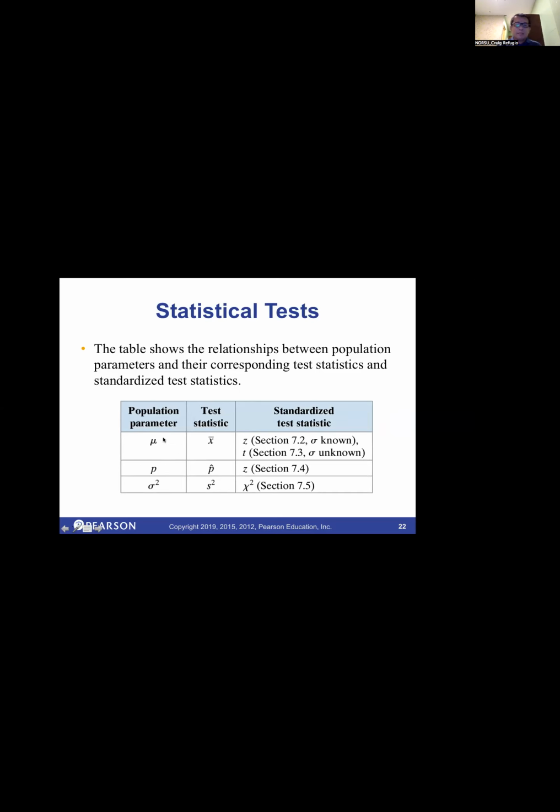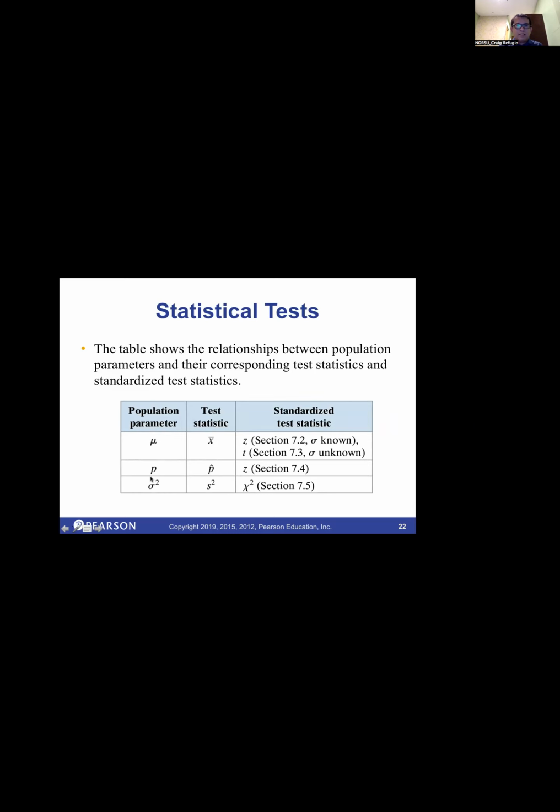So mu, as I mentioned earlier, refers to the population parameter. X bar refers to the sample statistic. This is actually the mean of the sample, X bar, the mean of the sample. Mu, the mean of the population.